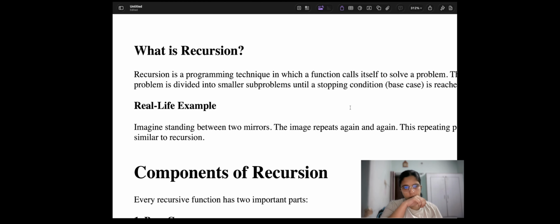Now we are going to discuss our next topic, that is recursion. This is a very important part of this series, this playlist, and some people get too confused in this section. So I'm going to discuss recursion in detail within a few minutes.